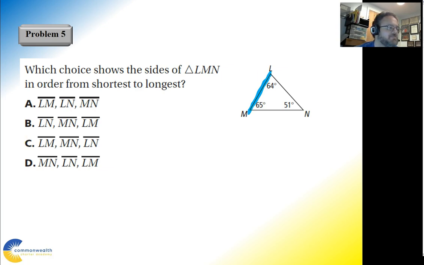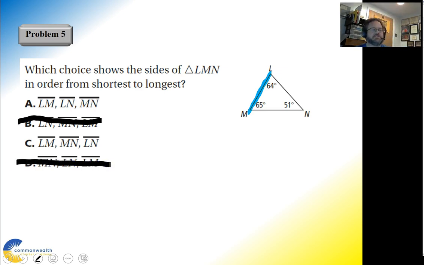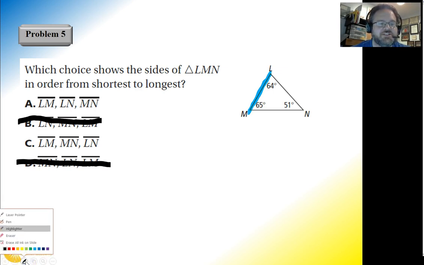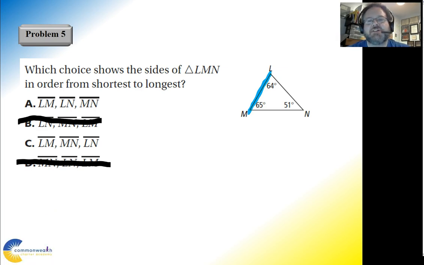So for my purposes here, choice B and choice D are out. Now I look to see which one has the longest side. The longest side would be opposite the biggest angle, and the 65-degree angle is the biggest angle. So I'm looking for LN to be in the last position, and that's what this one is here. So of the choices I have, C is the choice that goes from shortest to longest.